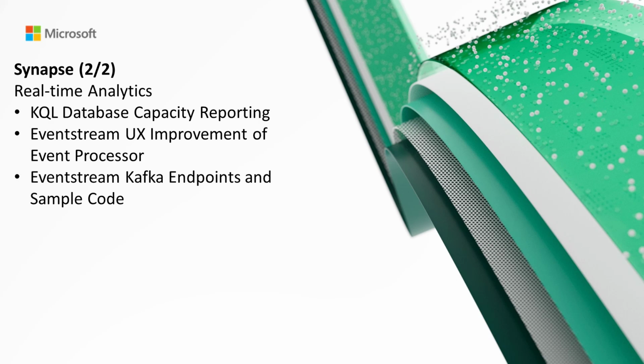Eventstream Kafka Endpoints and Sample Code. We've expanded the custom app feature with a range of new endpoints in sources and destinations. Now you can seamlessly connect your applications to Fabric Eventstream using protocols like Event Hub, AMQP, and Kafka. To simplify your setup process, we've included sample Java code for your convenience. Simply add it to your application, and you'll be all set to stream your real-time events to Eventstream.